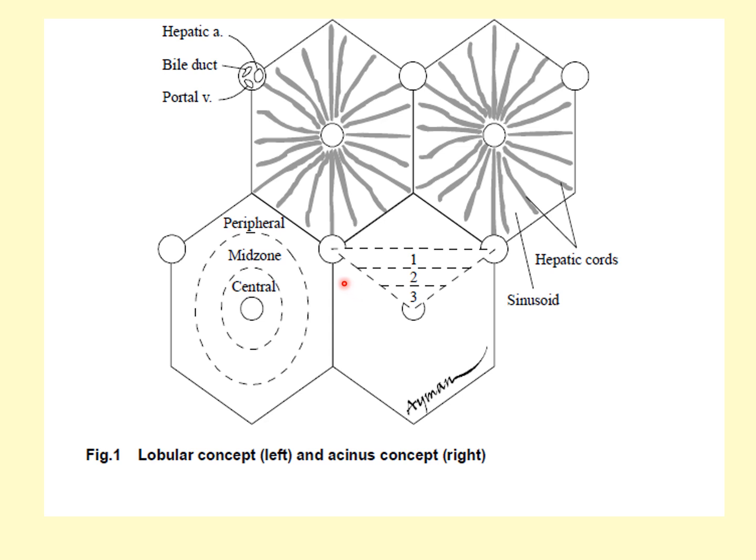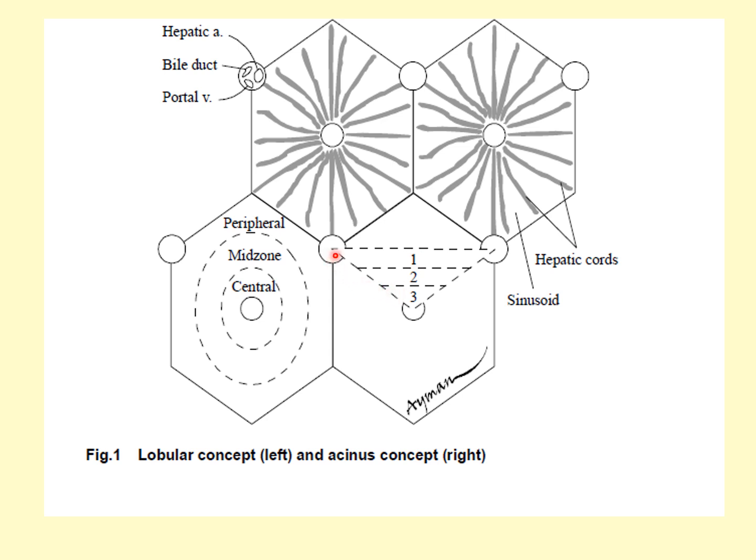Now you can see when we draw a line from one portal triad to another in a horizontal way and connect it to the center, the central vein, it will form a triangle. When we divide it into three parts, it will be 1, 2 and 3. So this triangle is an acinus. This is the functional unit, and the lobule is the anatomical unit of the liver.